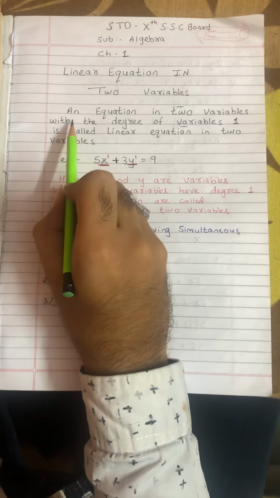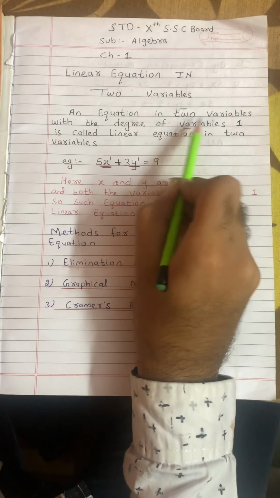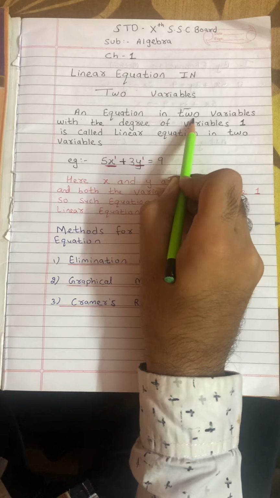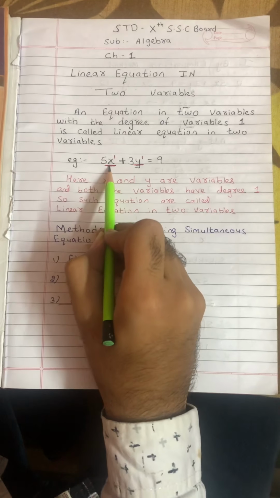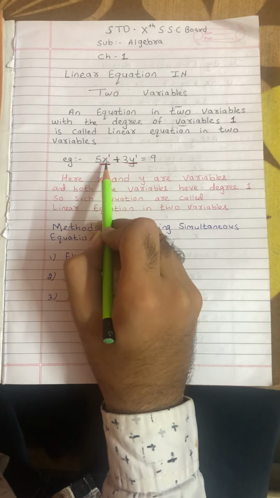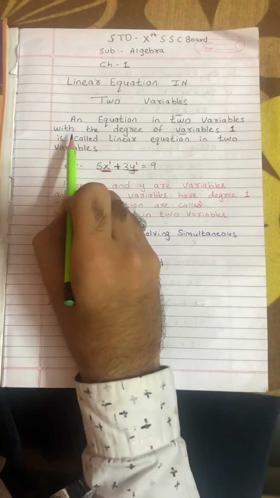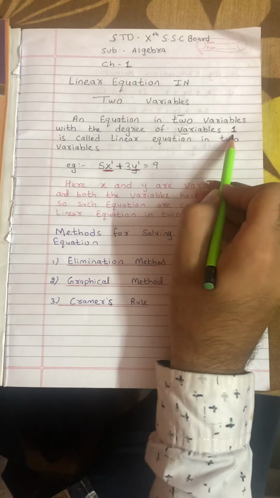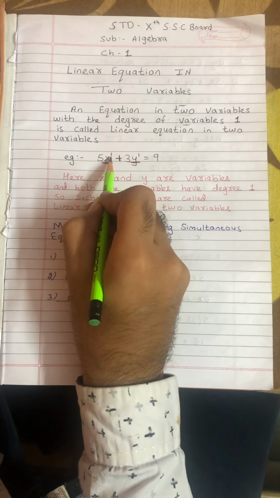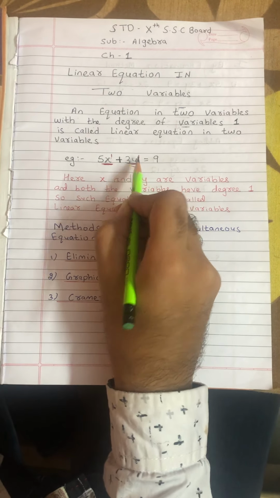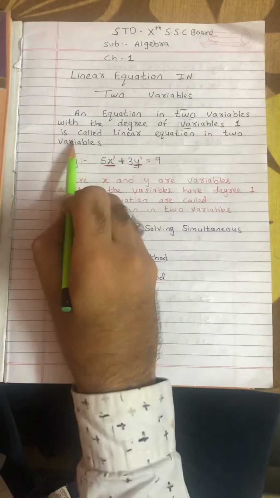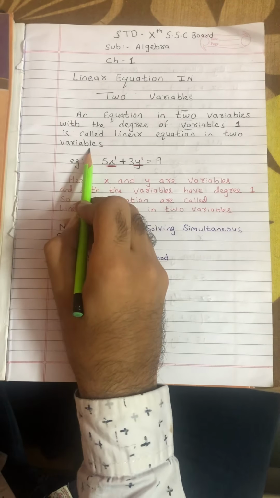According to the definition, an equation in two variables, whatever the variables, x, y, m, n, a, b, with the degree of variable 1. This is called a degree. The degree of variable x is 1, the degree of variable y is 1. An equation in two variables with the degree of variable 1 is called a linear equation in two variables.